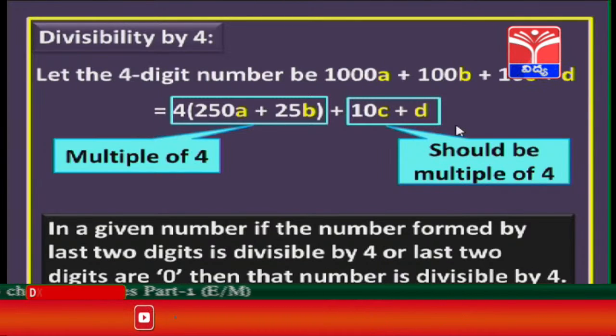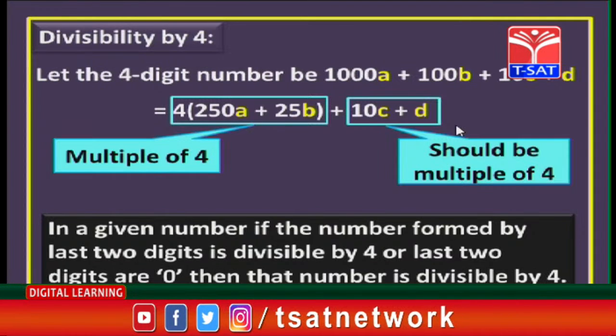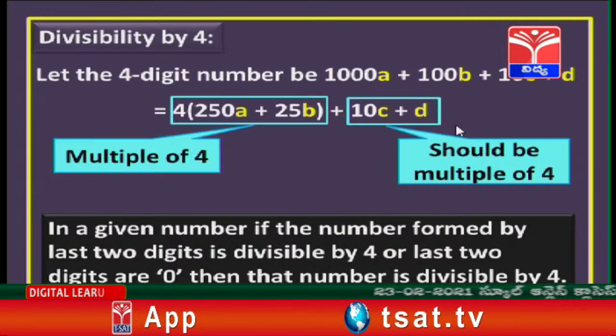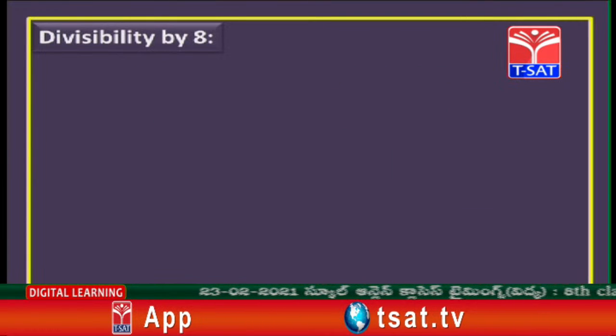So, what do you conclude, children, from this? In a given number, if the number formed by the last 2 digits is divisible by 4 or the last 2 digits are simply 0, then that number is divisible by 4. Now, let us move on to divisibility by 8.